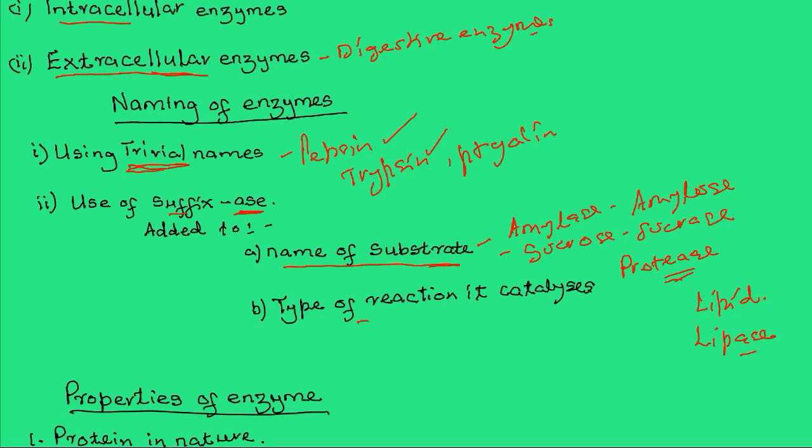So apart from attaching the suffix "ase" to the name of the substrate, another way of naming the enzymes is by attaching the suffix "ase" to the type of reaction that the enzymes catalyze. So for example, if the enzyme catalyzes a hydrolysis reaction, then the enzyme is called hydrolase enzyme. And if it catalyzes an oxidation process, then that enzyme is known as oxidase.